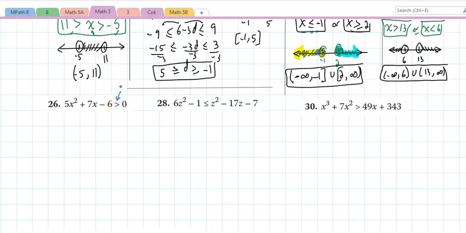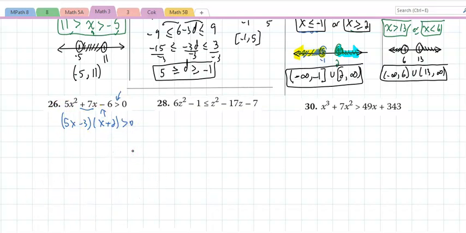Now students are tempted to factor, which is fine. I need those to subtract to get me a 7. 10 minus 3 is 7. That's perfect. Since that's the 10 and I want a positive 7, I want the 10 to be positive and the 3 to be negative. So that's 5x minus 3 and an x plus 2 being greater than 0.